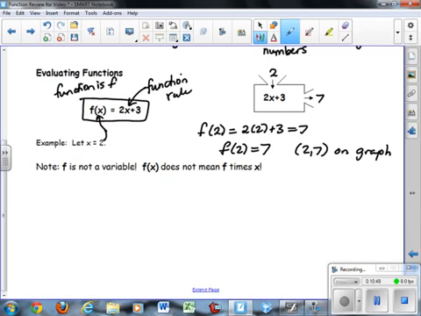Notice that f is not a variable, and f of x does not mean f times x. So this is a quick review of some basic function characteristics. We'll be adding to this more by talking about other function characteristics later, but this should get you started.